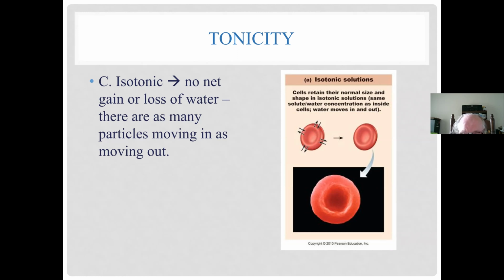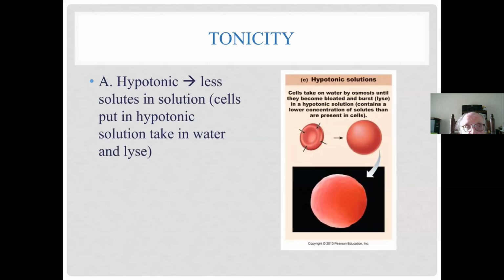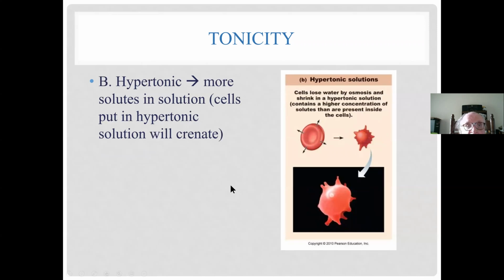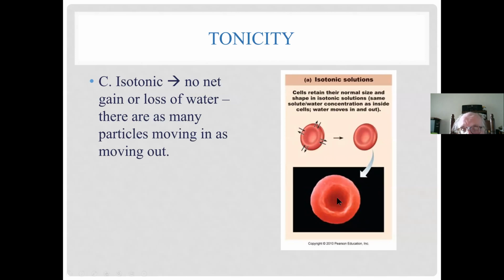They will still stay the same shape because the number of particles outside the cell is equal to the number of particles inside the cell. Water concentration inside the cell is equal to water concentration outside the cell. So they won't swell, they'll stay the same size. So those are the three things. If you put a red blood cell in a hypotonic solution, it is going to swell up. If you put a red blood cell in a hypertonic solution, it will shrivel. And if you put it in an isotonic solution, there will be no net change in the red blood cell. Water's going to go in and out, but there's going to be no positive or negative net change, okay?